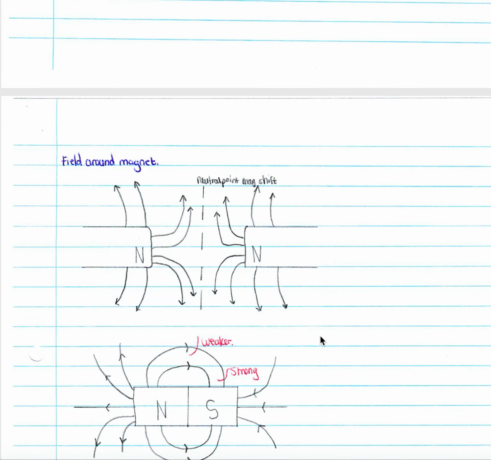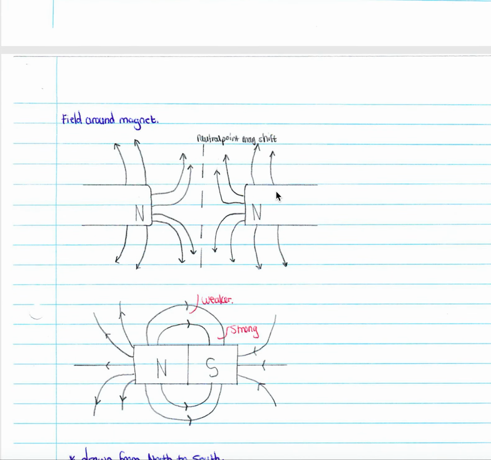If you look at the field around a magnet, if you have two north poles, you will have the field lines moving away from the north, as field lines go from the north pole to the south pole. And when you have two like poles, you will have a neutral point which will shift depending on the strength of the magnets and always be further away from the magnet with greater strength.